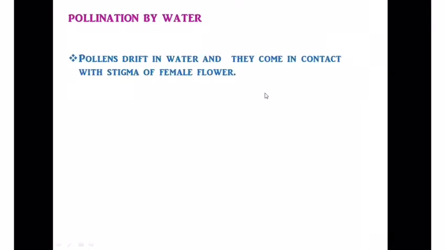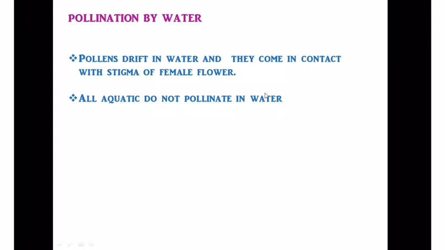The next one is pollination by water. Here the pollen grains drift in water and come in contact with the stigma of the female flower. Not all aquatic plants are pollinated by water.